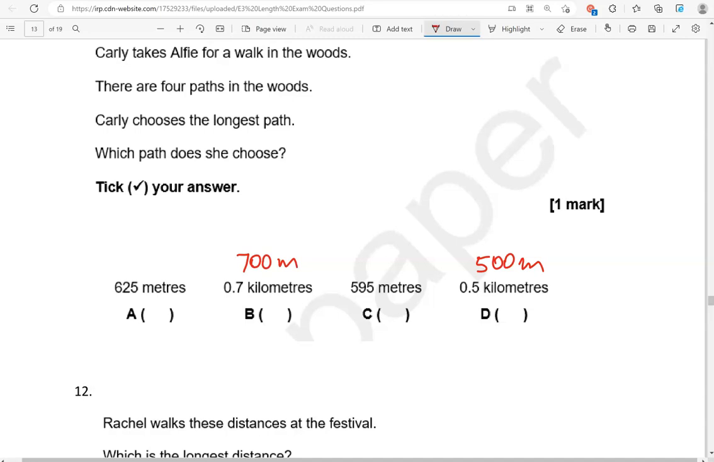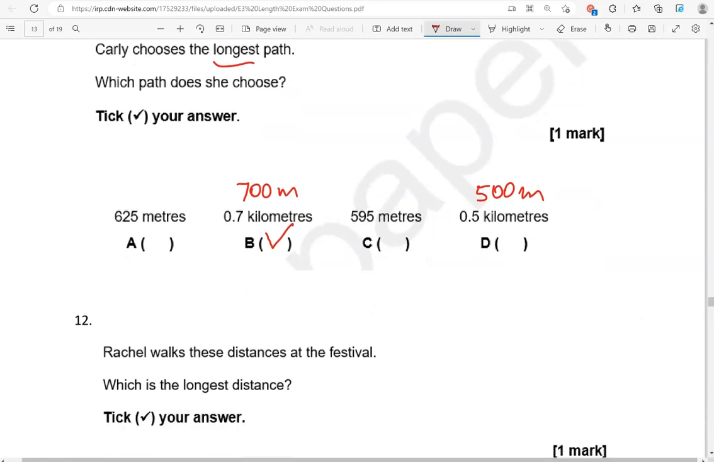So we're comparing 625, 700, 595 and 500. Which of these is the longest? Which of these numbers, in fact, is the greatest? So 700 is the greatest. That's why we're going to tick P.